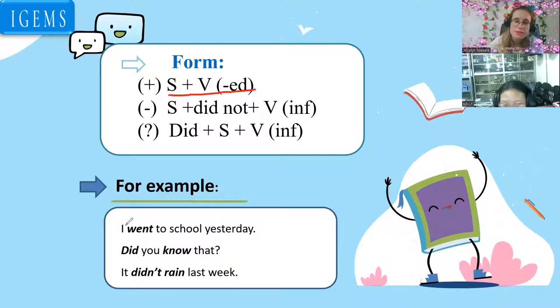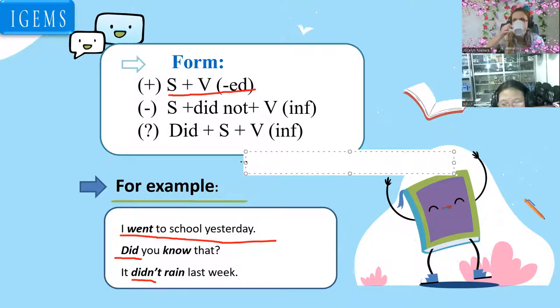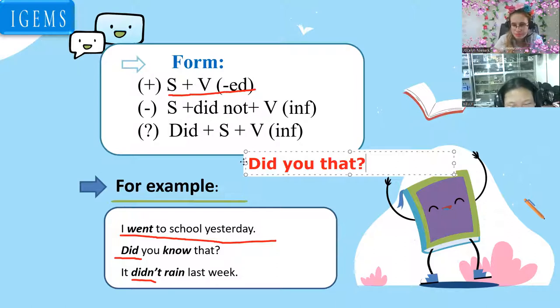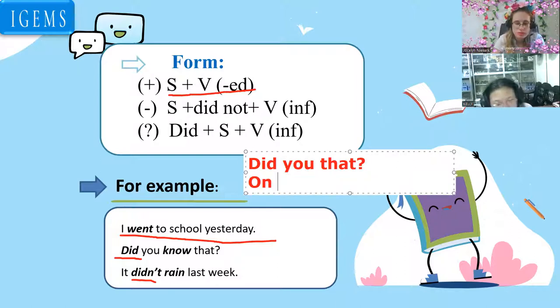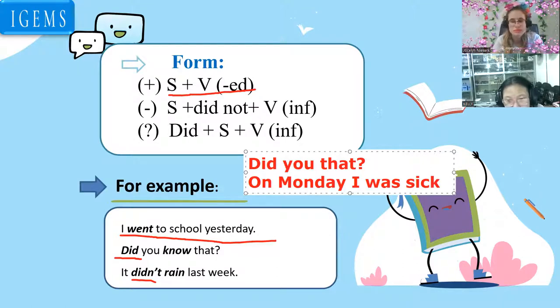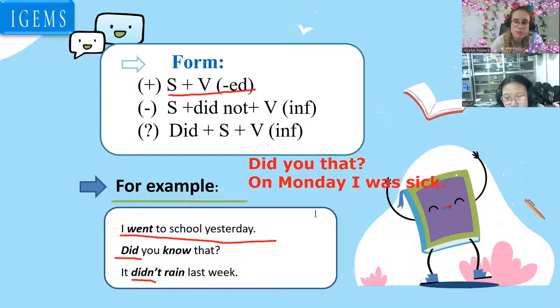All right. For example, I went to school yesterday. Did you know that? It didn't rain last week. Okay. So, for example, did you know that? Hey, did you know that on Monday I was sick? Okay, so very good.